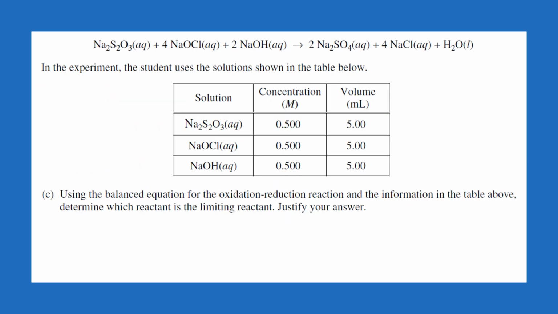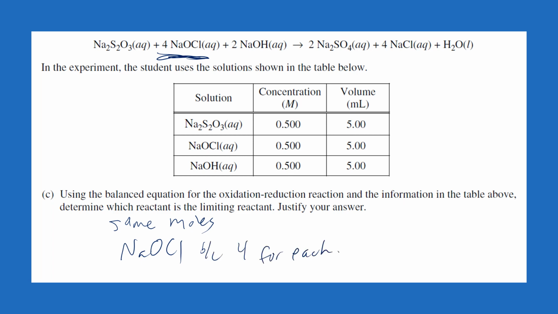Okay, so in the experiment, we're using these concentrations of our reactants and this volume of each of the reactants, same for all 3. Using the balanced equation, determine which reactant is a limiting reactant and justify your answer. So if you have the same molarity and the same volume, they're all going to have the same moles. So you needed to indicate that. But if you have the same moles, you're going to use up the NaOCl fastest because you use up 4 of them every time the reaction happens. So NaOCl is your limiting reactant because you use up 4 for each reaction compared to only 1 or 2 for the other things.